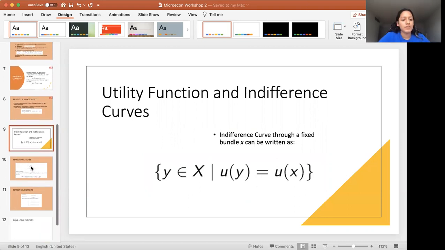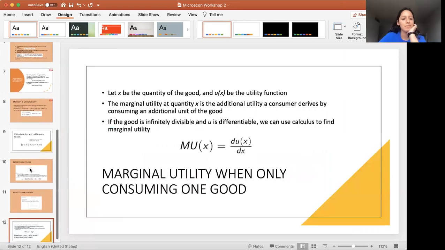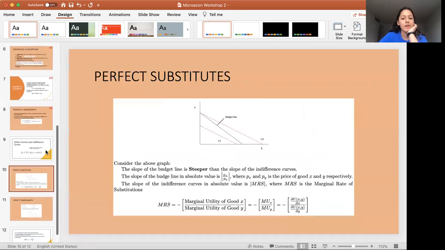Now I'm going to delete the slide actually, and just show you some graphs. Perfect substitutes: this is pretty similar to the graph we saw last time when talking about perfect substitutes. We just said that they are both downward sloping and parallel.